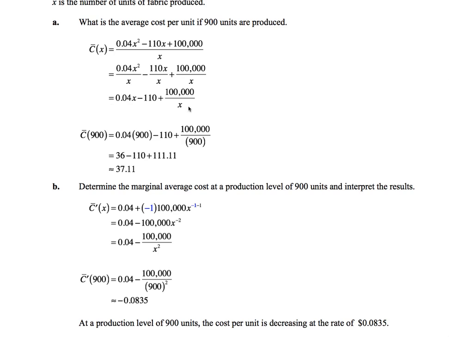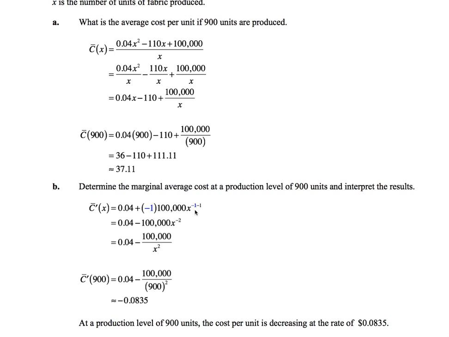differentiate this, the average cost function, and so that means that the linear term loses its variable and the coefficient stays behind. And then I have written 100,000 over x as 100,000 times x to the negative 1, because that's the x in the denominator. We give it a negative exponent and bring it up to the numerator, and then of course the 110 differentiates away because it doesn't contribute to the rate of change.